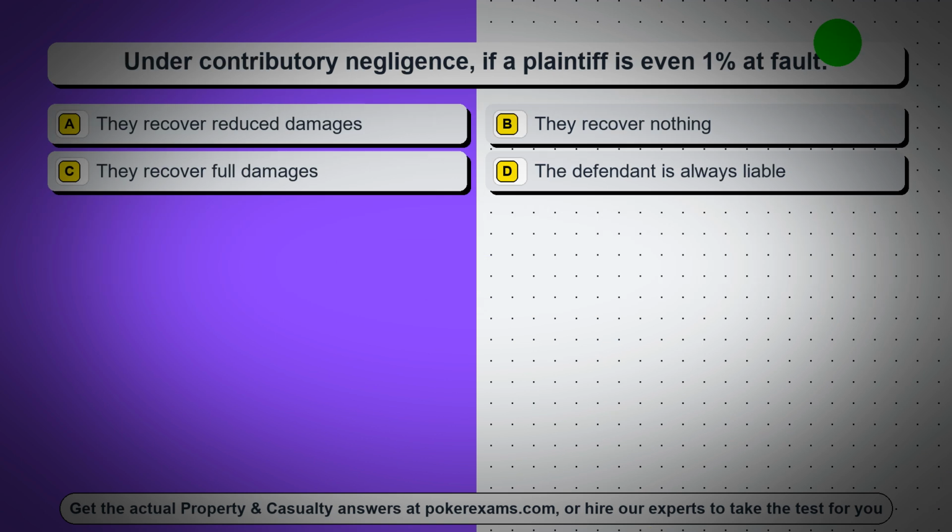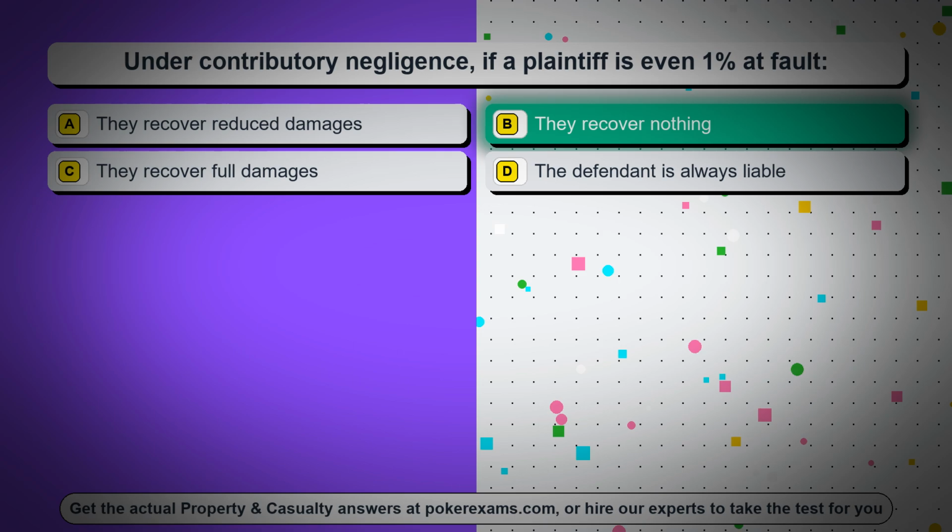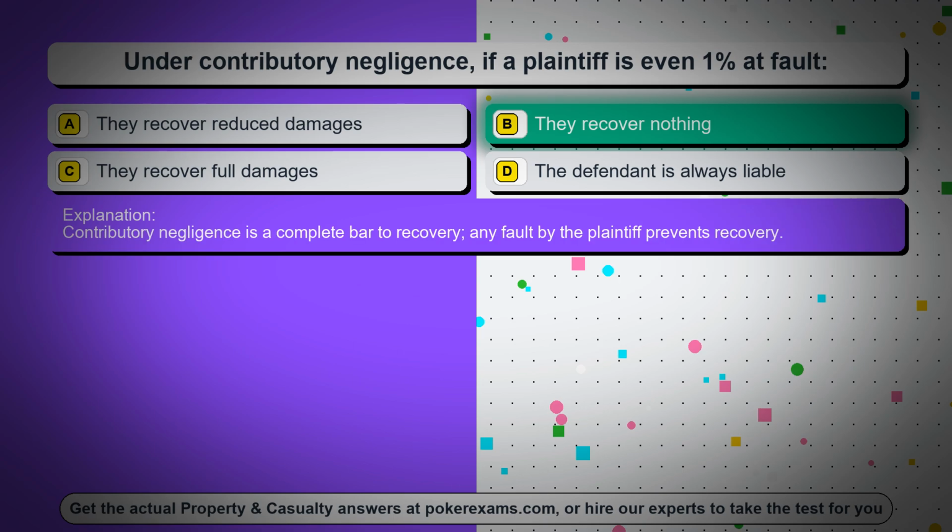Question 50. Under contributory negligence, if a plaintiff is even 1% at fault: option A, they recover reduced damages. Option B, they recover nothing. Option C, they recover full damages. Option D, the defendant is always liable. The correct answer is option B, they recover nothing. Contributory negligence is a complete bar to recovery. Any fault by the plaintiff prevents recovery.